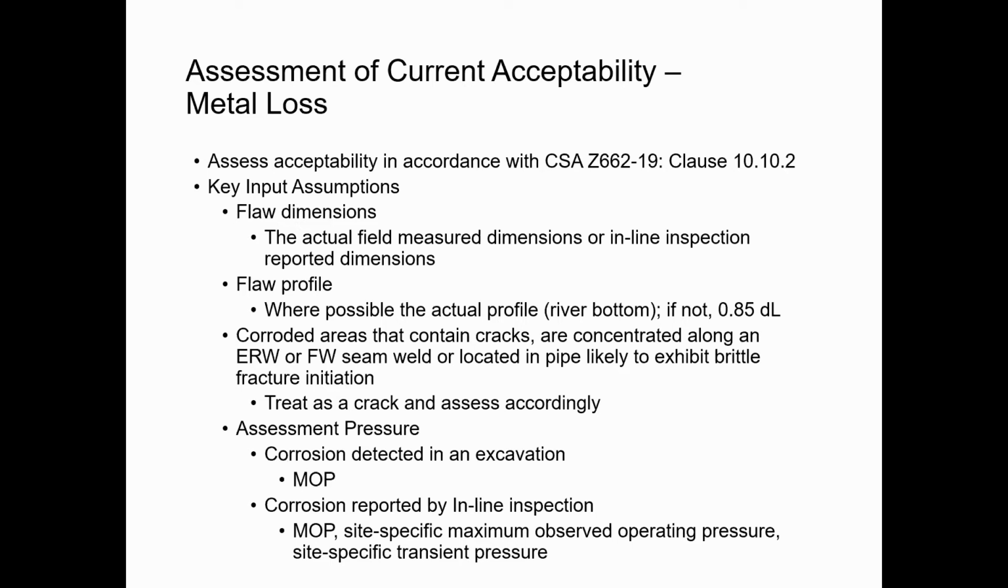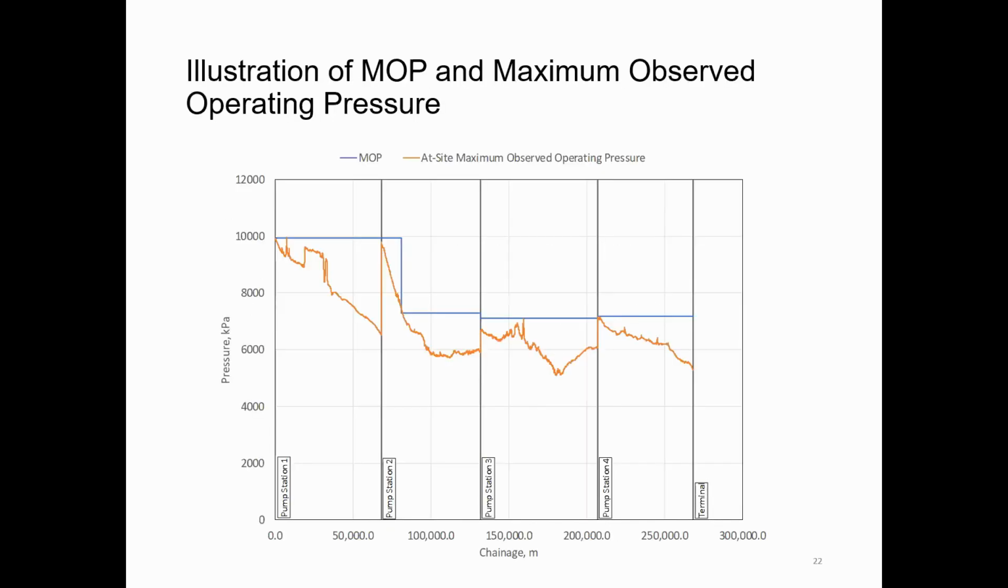With regards to inline inspection data, there are different options depending upon the amount and severity of the anomalies that are reported. Obviously, the first option is against the maximum operating pressure. If there's a lot of anomalies and they're severe that could require excavation, one way of prioritizing them would be assessing them against their site-specific maximum observed operating pressure or site-specific transient pressure. And the rationale behind that, if you can follow my, sorry about that.